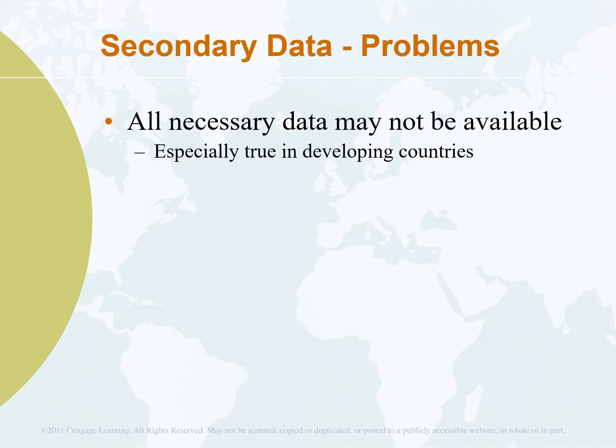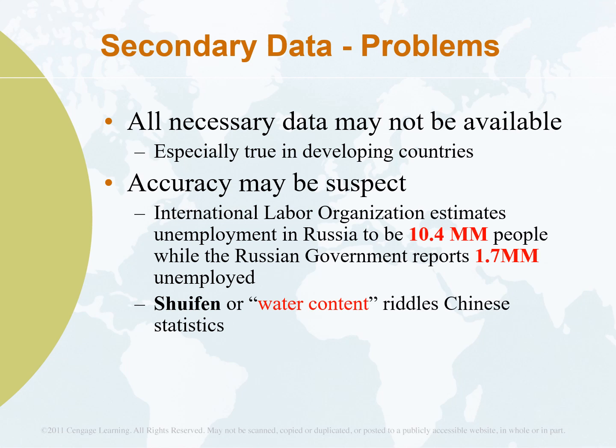But there may be problems with secondary data. All necessary data may not be available. What you're looking for may not be available, especially in developing countries. Accuracy also may be suspect. The data from another country or source may not be accurate. The International Labor Organization estimated unemployment in Russia to be 10 million people, while the Russian government reported 1.7 million unemployed. This is from years ago.